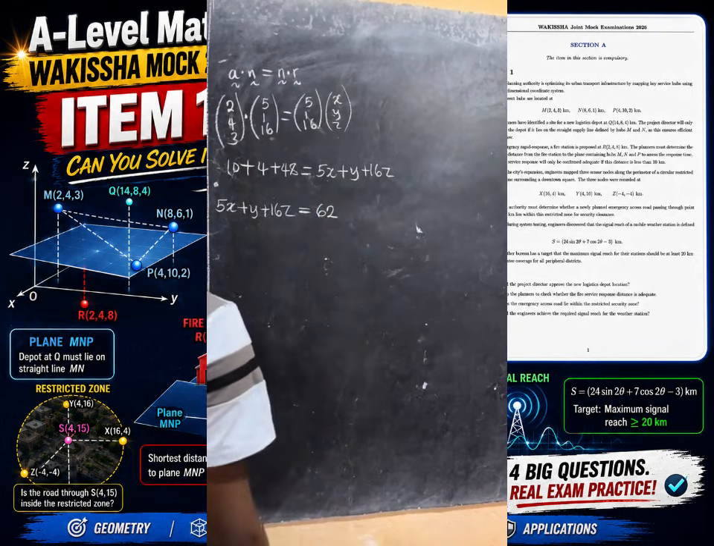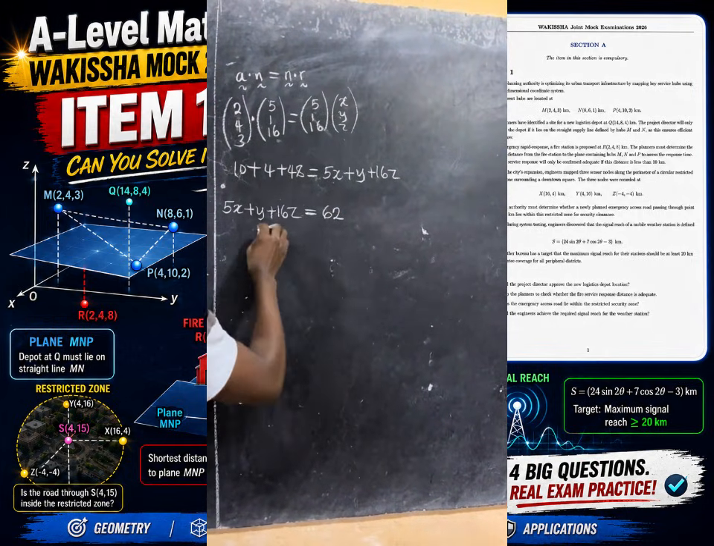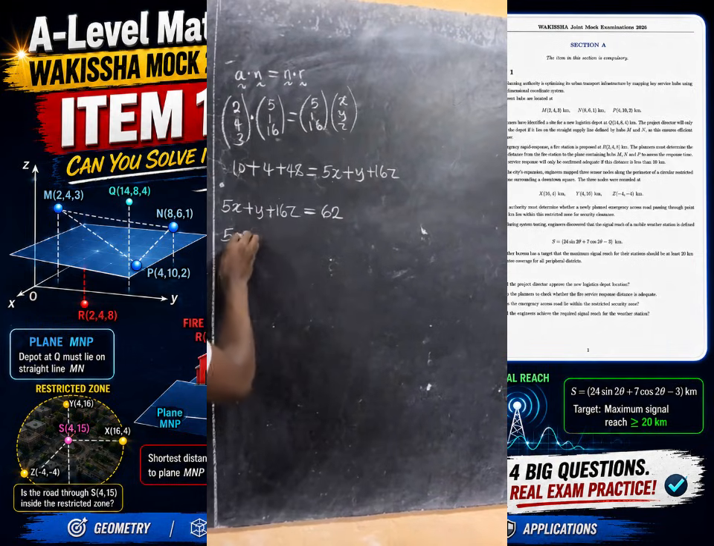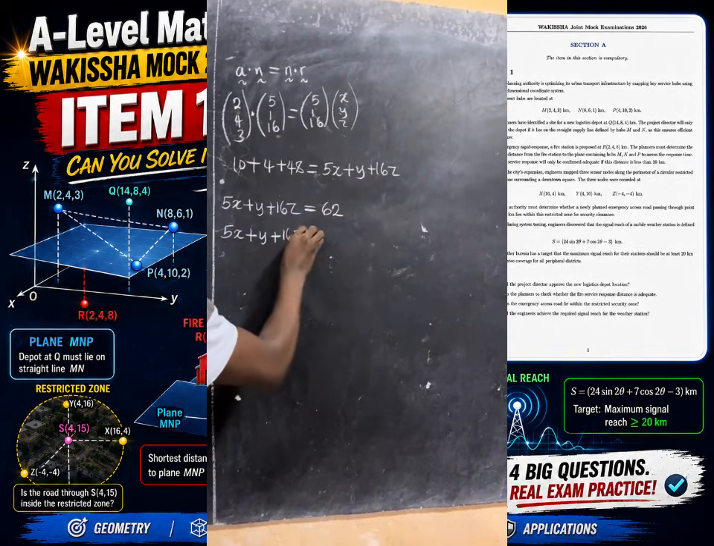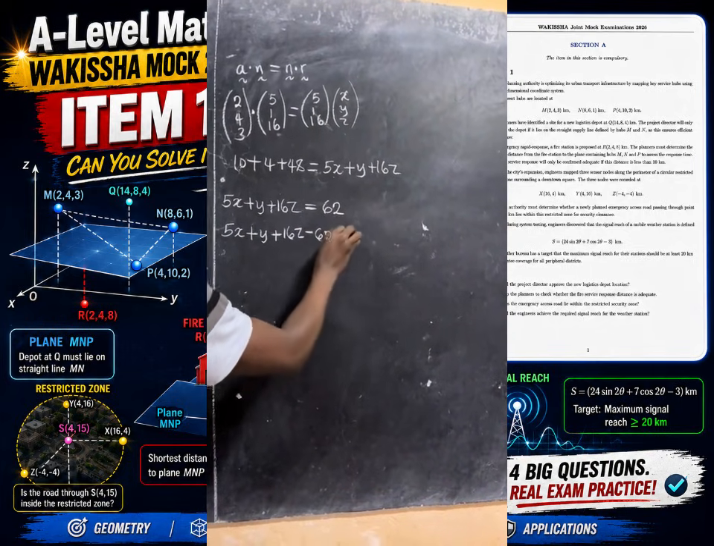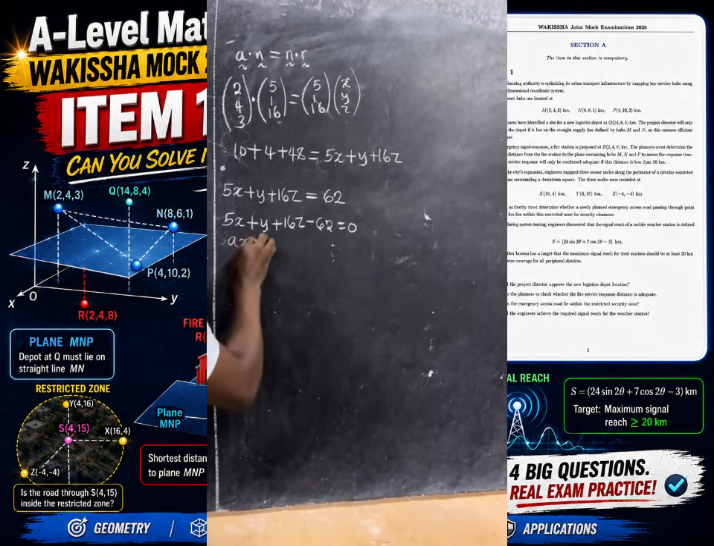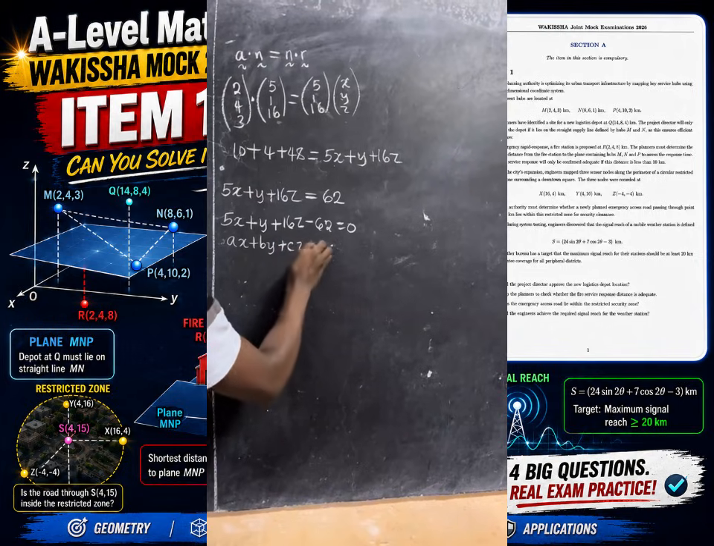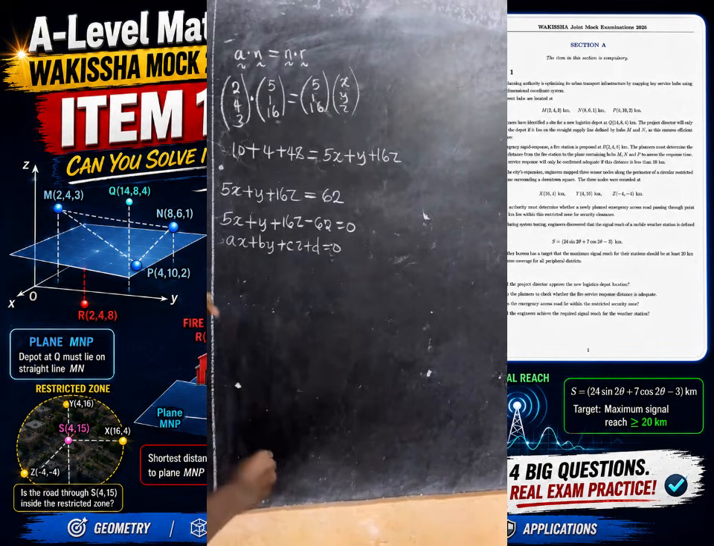But since they want the distance, let the 62 be this way, such that I write the equation of the plane as it is supposed to be. This is becoming 5x plus y plus 16z, then minus 62 is equal to 0. I'm writing it in the form of ax plus by plus cz, then plus d is equal to 0. This is the general equation of any plane.